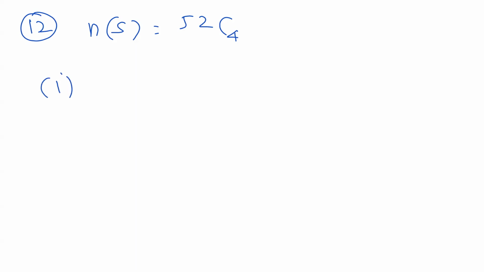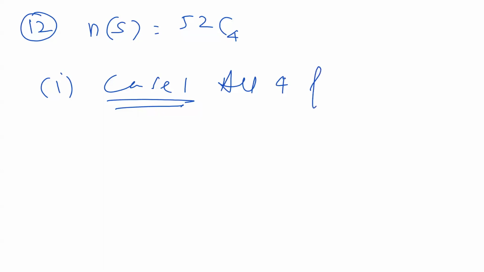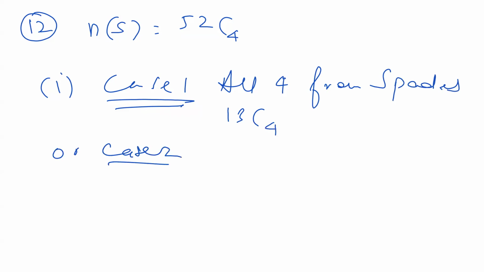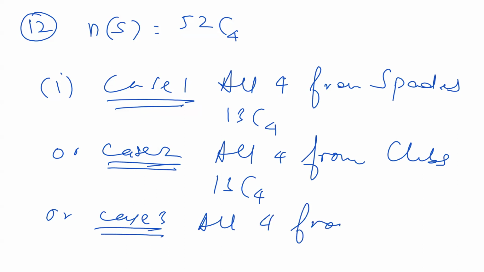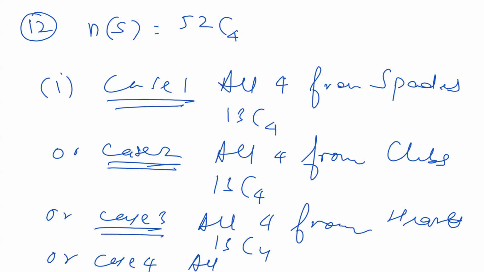So there are 4 suits. Case 1, all 4 from spades, so 13C4, or case 2, all 4 from clubs, 13C4, or all 4 from hearts, 13C4, or case 4, all 4 from diamonds. So this is also equal to 13C4.